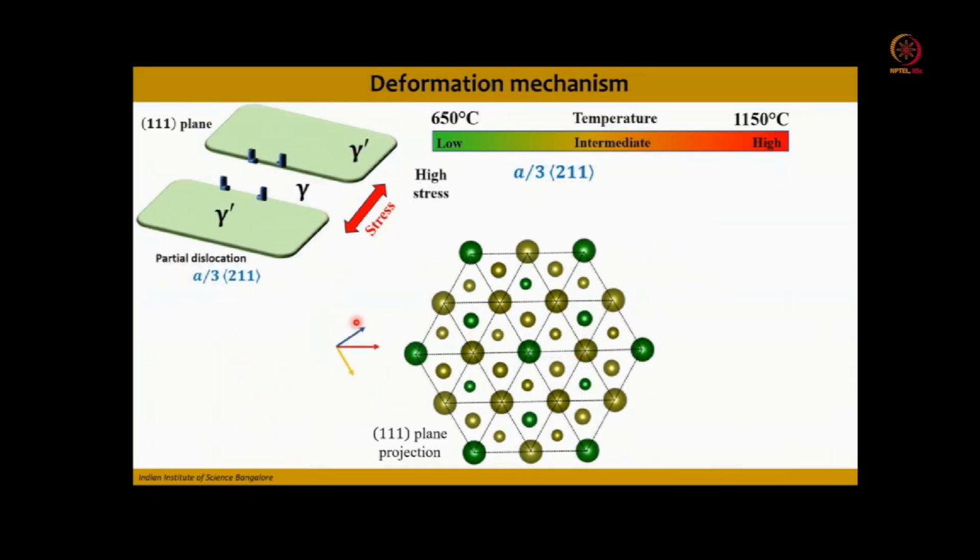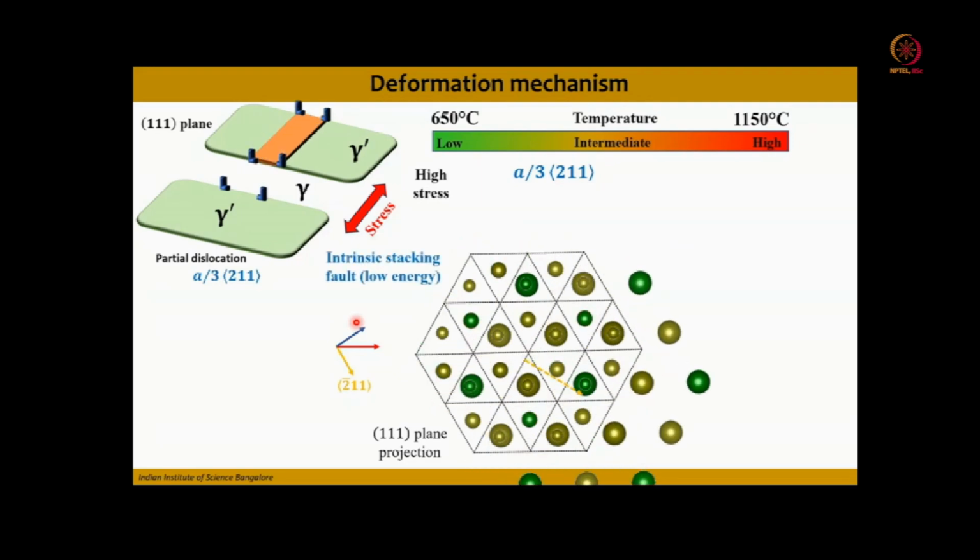Okay, now if you go to a little bit higher temperature, at intermediate temperature and intermediate stress levels or high stress levels, these dislocations at the interface actually can shear the gamma prime with an a/3<211> dislocation. Okay, so what will happen by shearing with this dislocation? They form an intrinsic stacking fault. Remember, these are low energy. It means that the nearest wrong neighbor violation did not happen. Okay, that's why these are low energy intrinsic stacking faults.